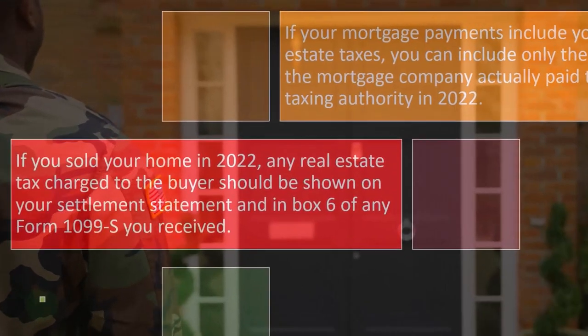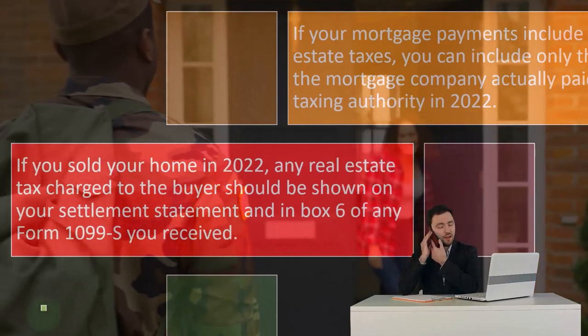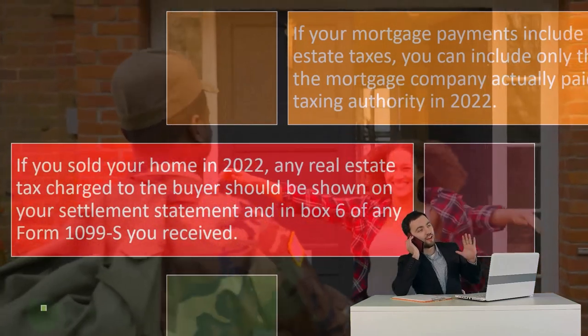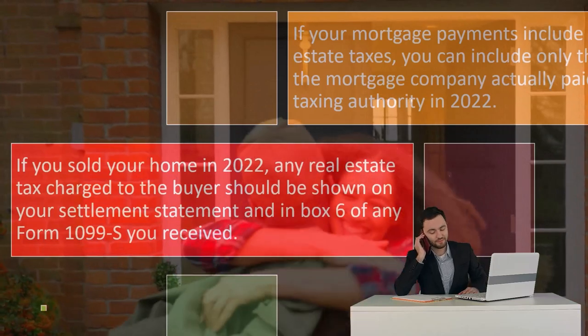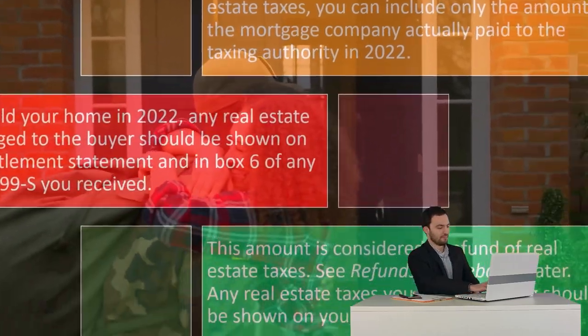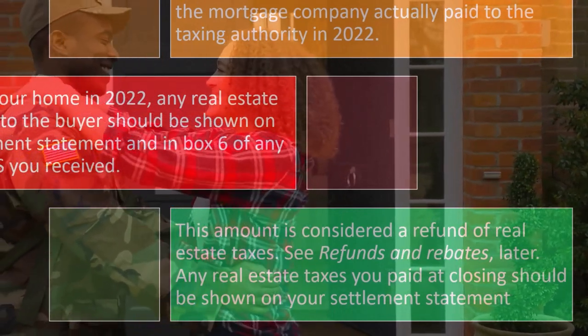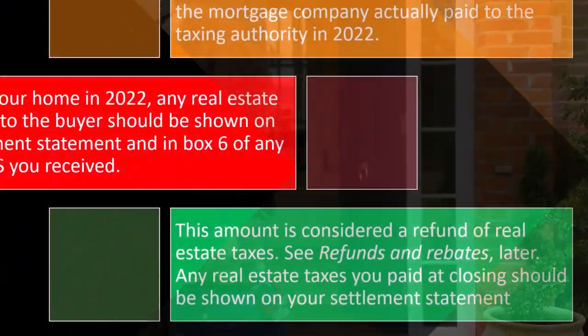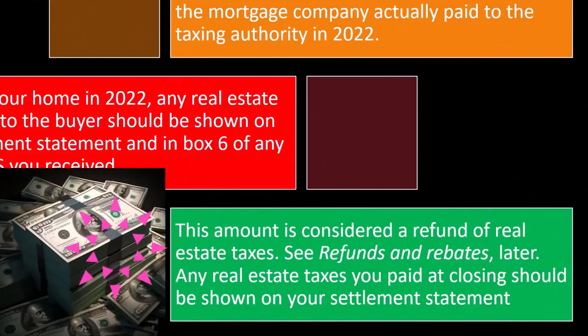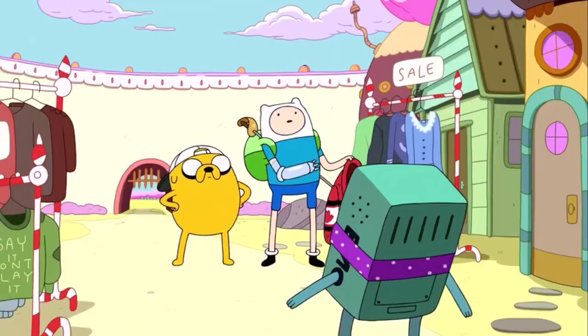So if you sold your home in 2022, any real estate tax charged to the buyer should be shown on your settlement statement and in box 6 of any form 1099-S you received. So this amount is considered a refund of real estate taxes. See refunds and rebates later. Any real estate taxes you paid at closing should be shown on your settlement statement.